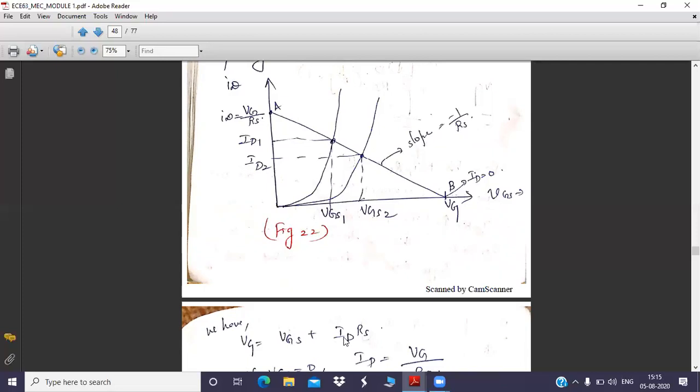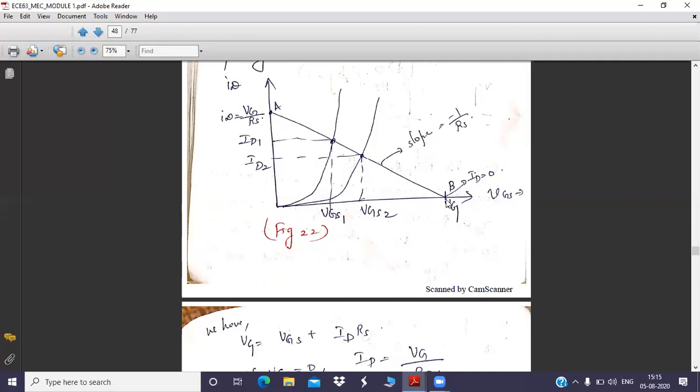So when ID equal to 0 means IDRS will be 0. So as far as this equation is concerned, this IDRS is getting 0. We are not actually keeping IDRS 0. The logic is we are placing the y-axis parameter as 0. ID is 0, so indirectly IDRS is becoming 0. When IDRS is becoming 0, what is VGS? VGS will become VG. That is what is shown here.